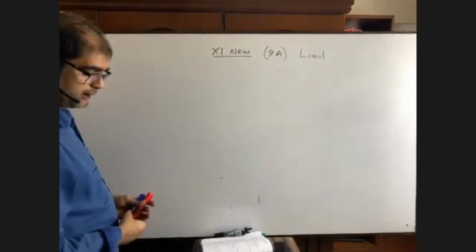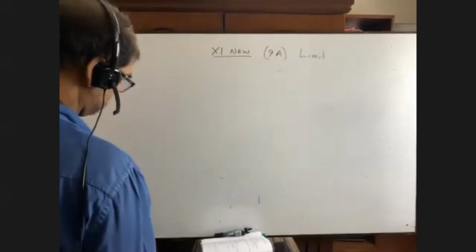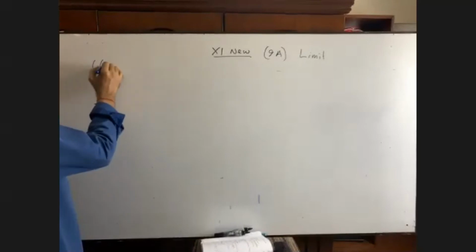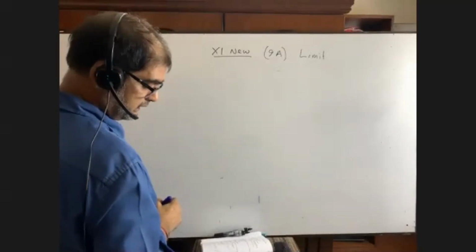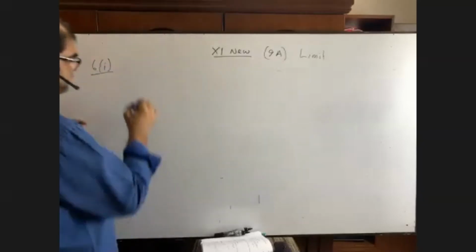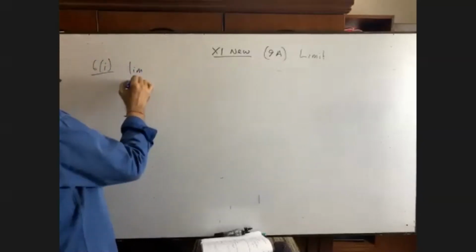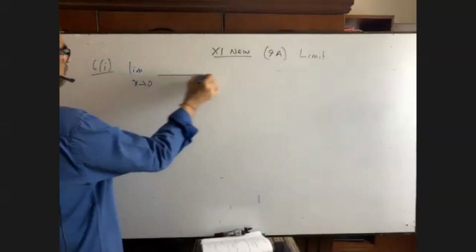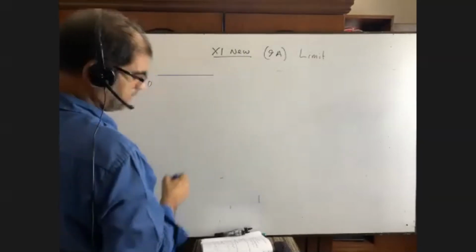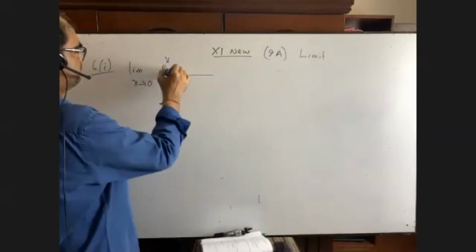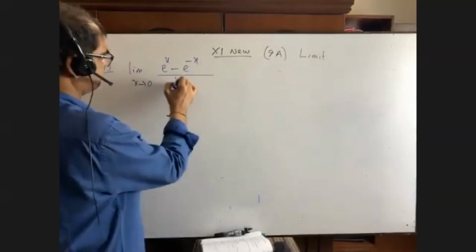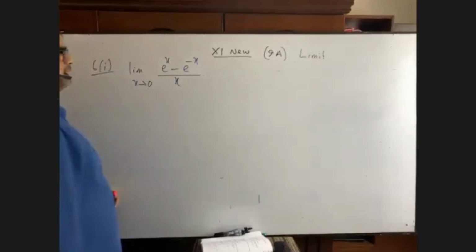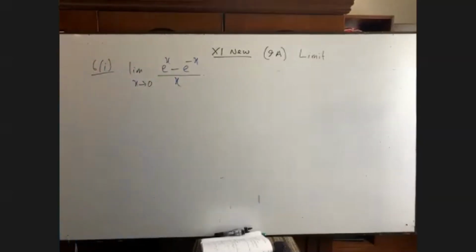Okay, I'm going to another math question, number 6-1. This math is given: limit x tends to 0, e to the power x minus e to the power minus x, wholly and fully divided by x. Now, what is e to the power x and what is e to the power minus x? Do you know or not? This is my question.